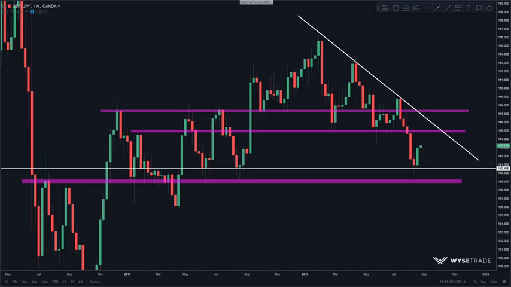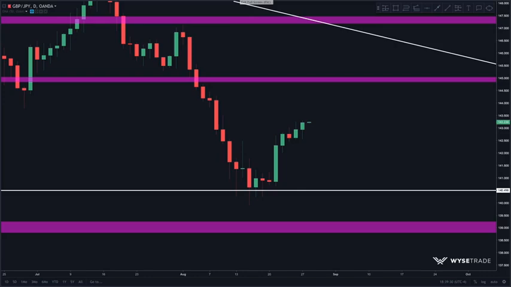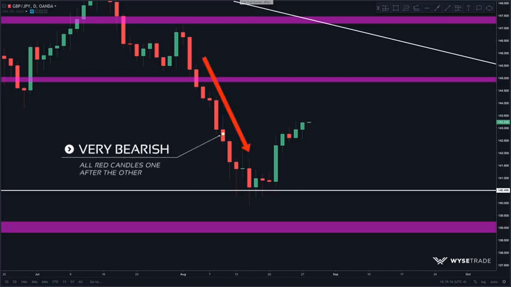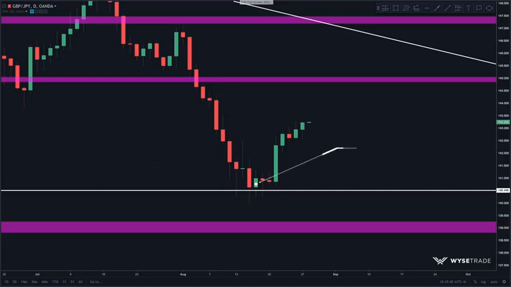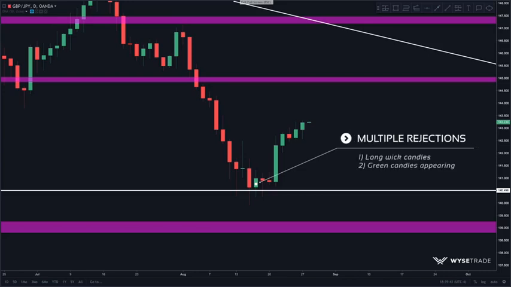So let's jump to the daily. As you can see, this was in a heavy bearish trend as we saw all red candles without a single green candle. Before we finally had long wick candles rejecting this level as well as green candles appearing, which shows momentum loss as well as price reacting to this level. And this confirms that price is indeed respecting this level.